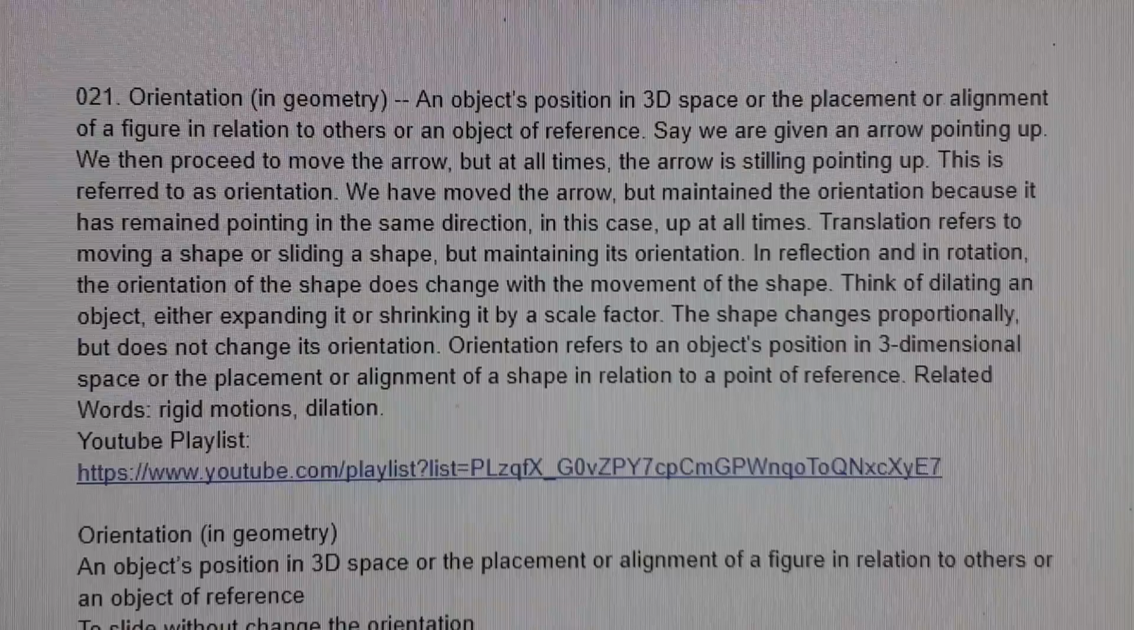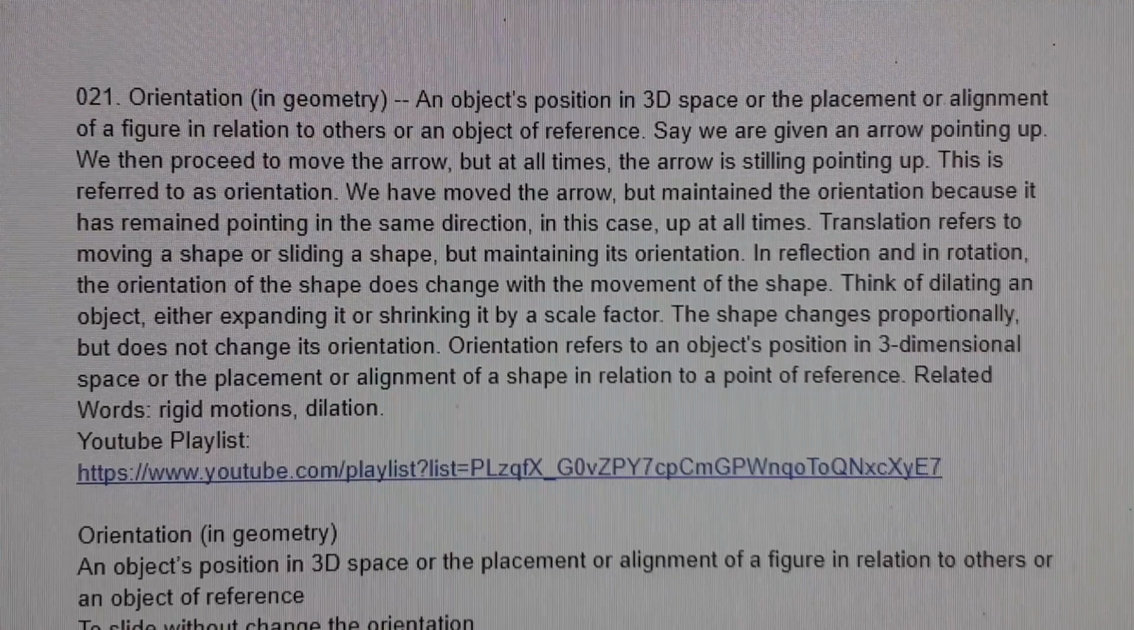Translation refers to moving a shape or sliding a shape, but maintaining its orientation. In reflection and in rotation, the orientation of the shape does change with the movement of the shape. Think of dilating an object, either expanding it or shrinking it by a scale factor. The shape changes proportionally, but does not change its orientation.